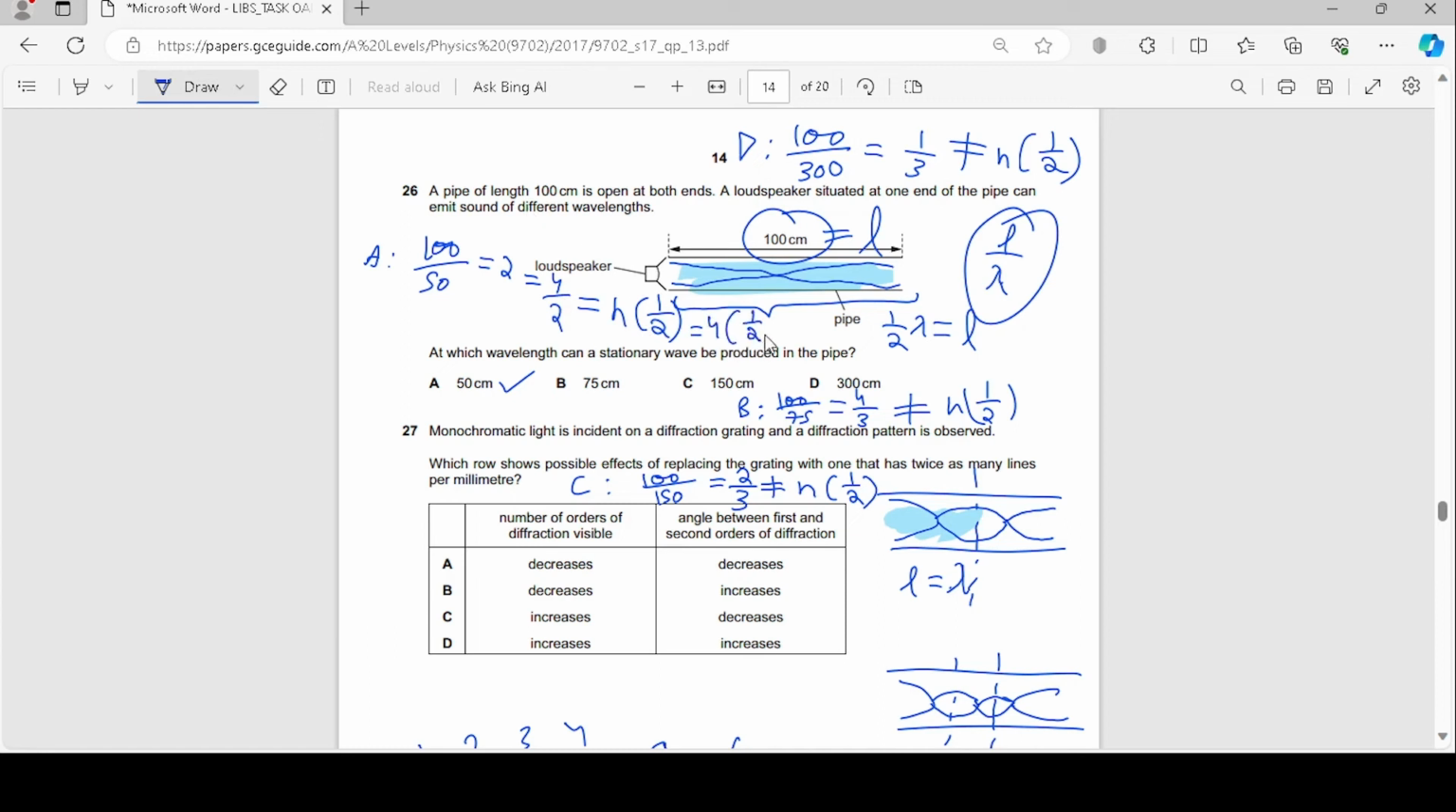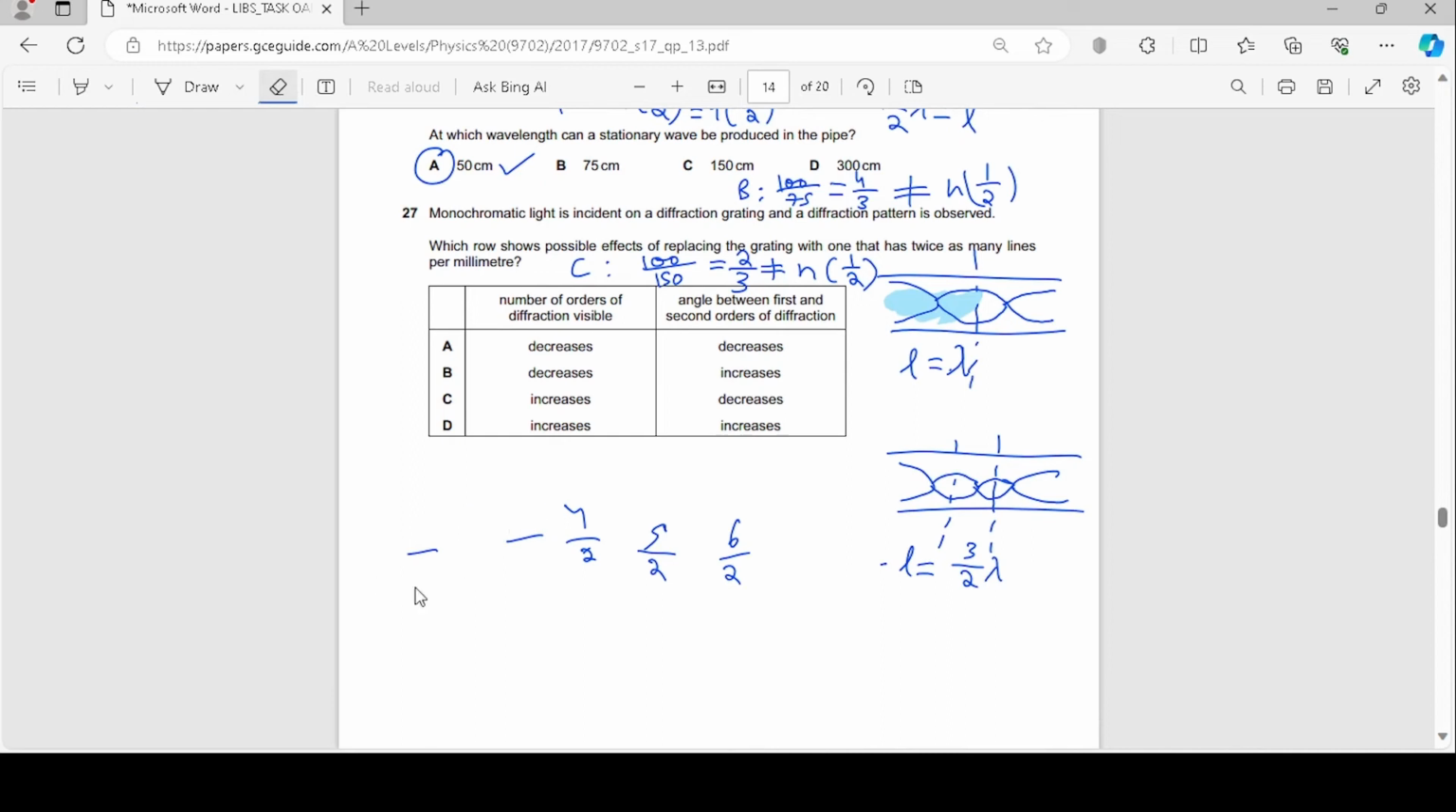So A is the correct answer then, because that is a multiple of lambda, which is the trend we saw for both ends open or both ends closed in harmonics. Yeah, so that is the answer, I think. A. Okay, let me just erase this stuff and then go to the next question.